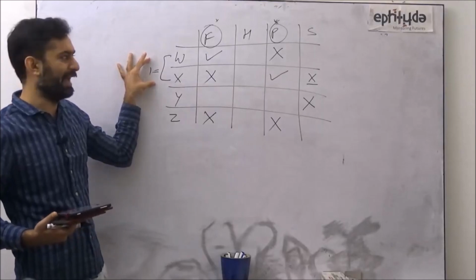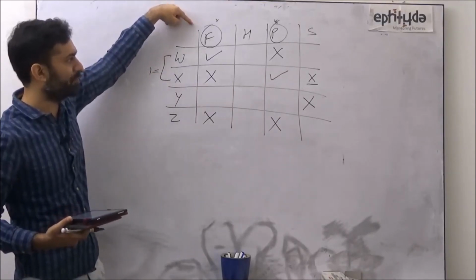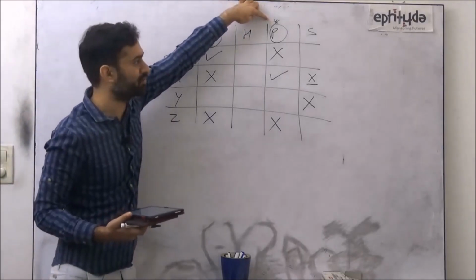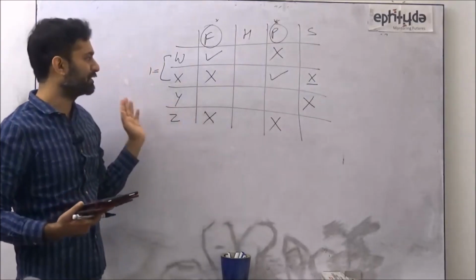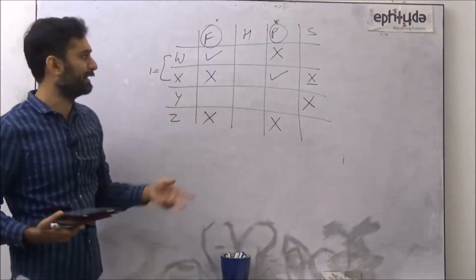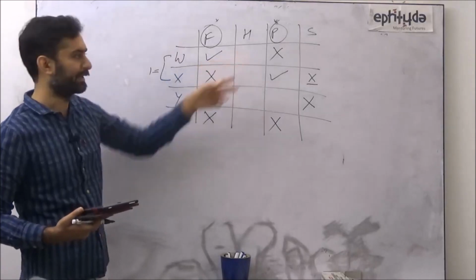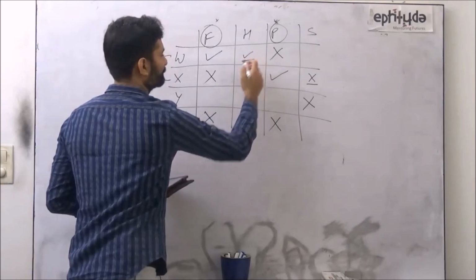X and W will have one common. So they cannot have fatigue as common. They cannot have palpitation as common. This information says that X does not have sweating, which means they cannot have sweating also common. So the only thing that they can have common is headache. So this information means this.